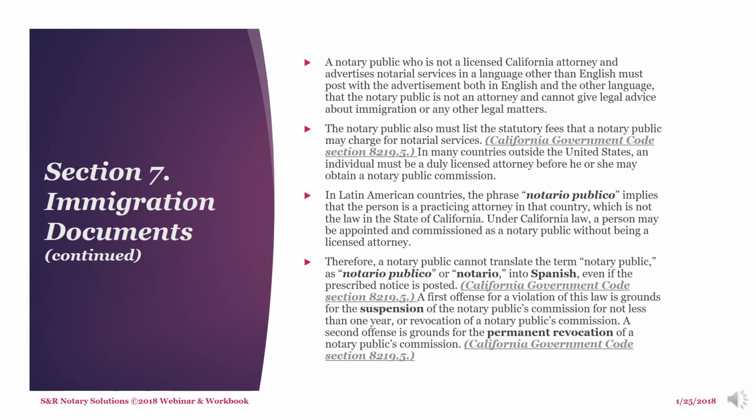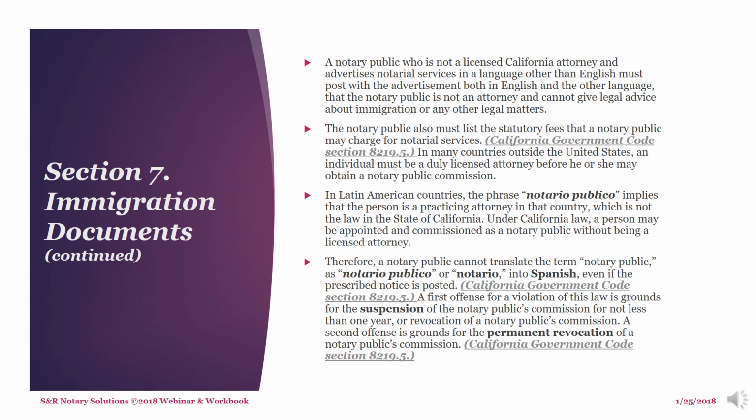A notary public who is not a licensed California attorney and advertises notarial services in a language other than English must post with the advertisement, both in English and the other language, that the notary public is not an attorney and cannot give legal advice about immigration or any other legal matters. The notary public must also list the statutory fees that a notary public may charge for notarial services.